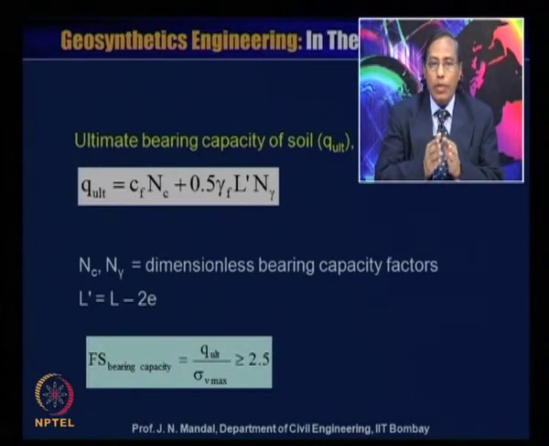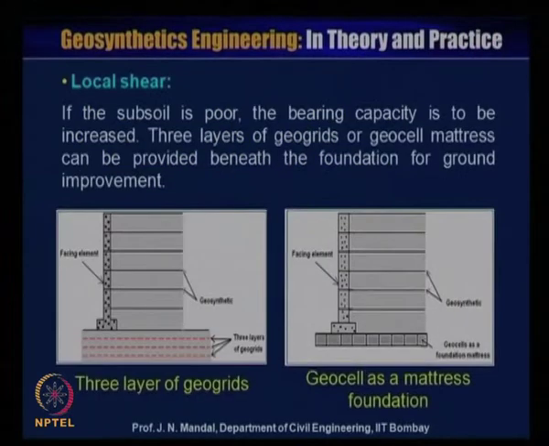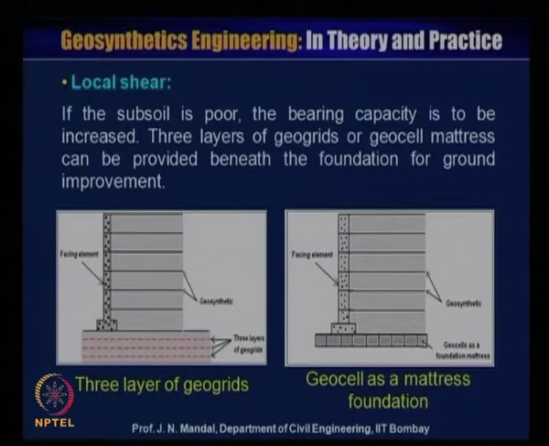So then you check the factor of safety against bearing capacity, which is equal to q ultimate divided by sigma V maximum, and it should be greater than or equal to 2.5. If it satisfies, then it's okay. Now, if the subsoil is poor, the bearing capacity is to be increased.